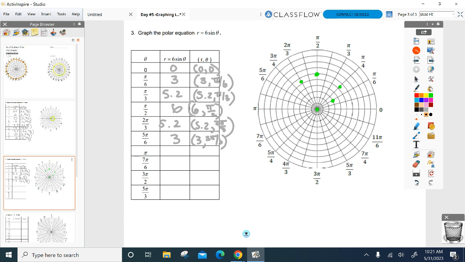So far, I'm not getting any negative numbers yet, so no need to go on the other side. I'm at 5 pi over 6.